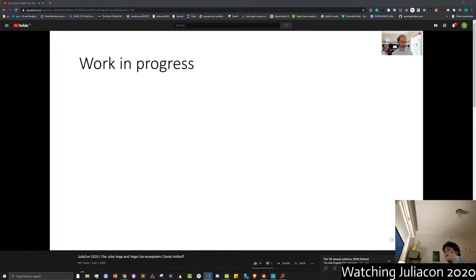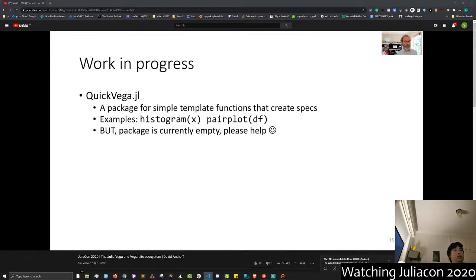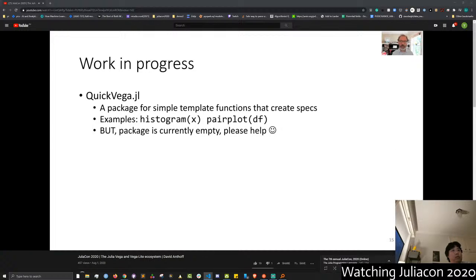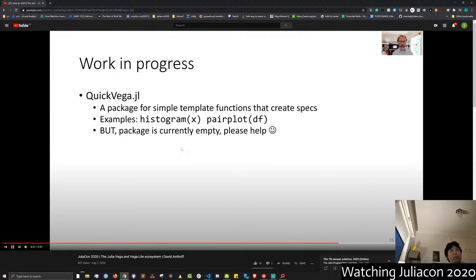Here are some projects that are work in progress currently that I hope to finish over the next, well, I'm not making a promise here. The first one is a package called QuickVega. And my idea here is that it is a package that will have simple template functions to create specifications. For example, a function like histogram that you just pass a vector and it will plot a nice histogram, or a function called pairplot where you pass a data frame and it will create a rich plot for that. So this would be a non-grammar of graphics API for this ecosystem. Currently the package is empty, but it's actually a great way to get started to contribute into this package because it should be a low investment in terms of getting started with this.